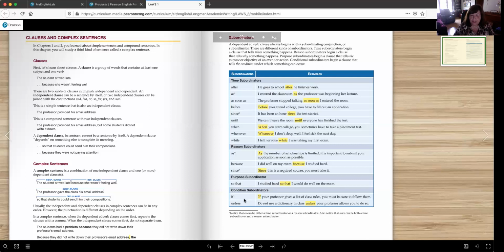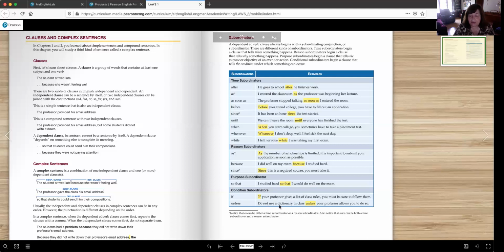And the conditions would be the words if and unless. So that means you have to have a certain condition for something to happen. Let's read the first one. If your professor gives a list of class rules, notice the comma because we started with if, you must be sure to follow them. So this means that you must follow the rules only if your professor gives you a list of class rules. That's the condition.